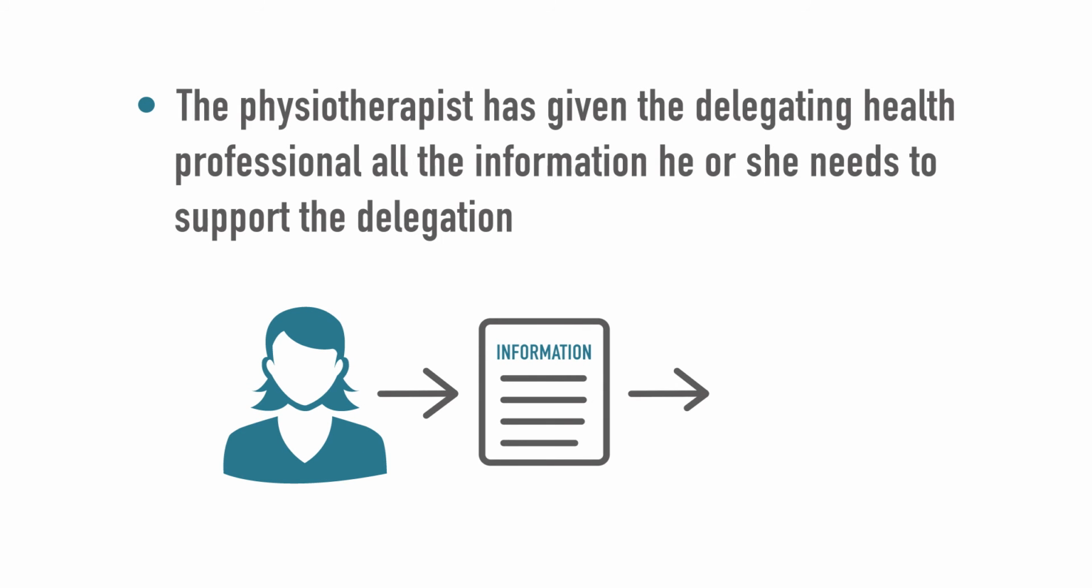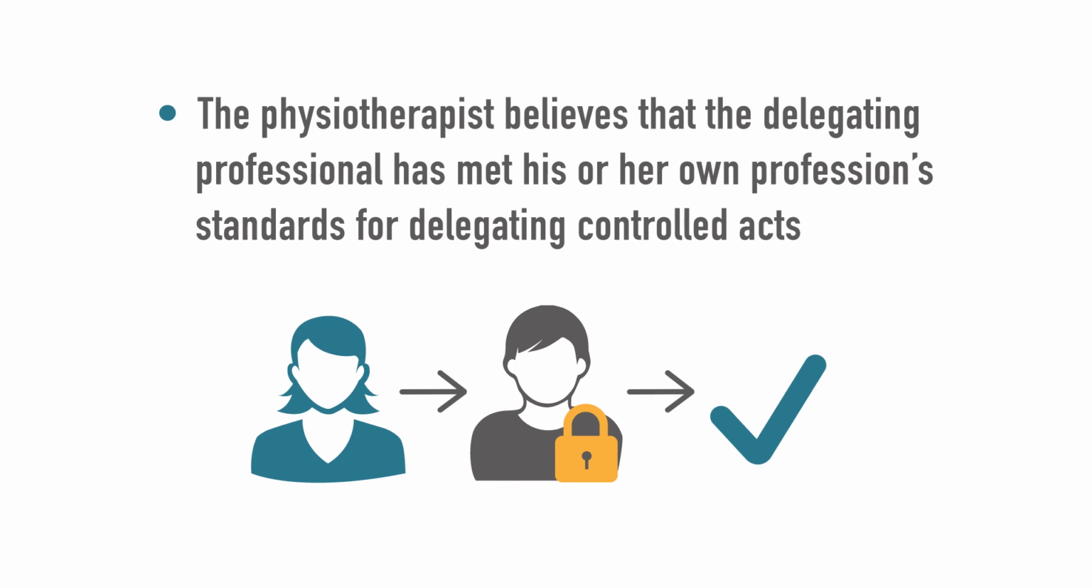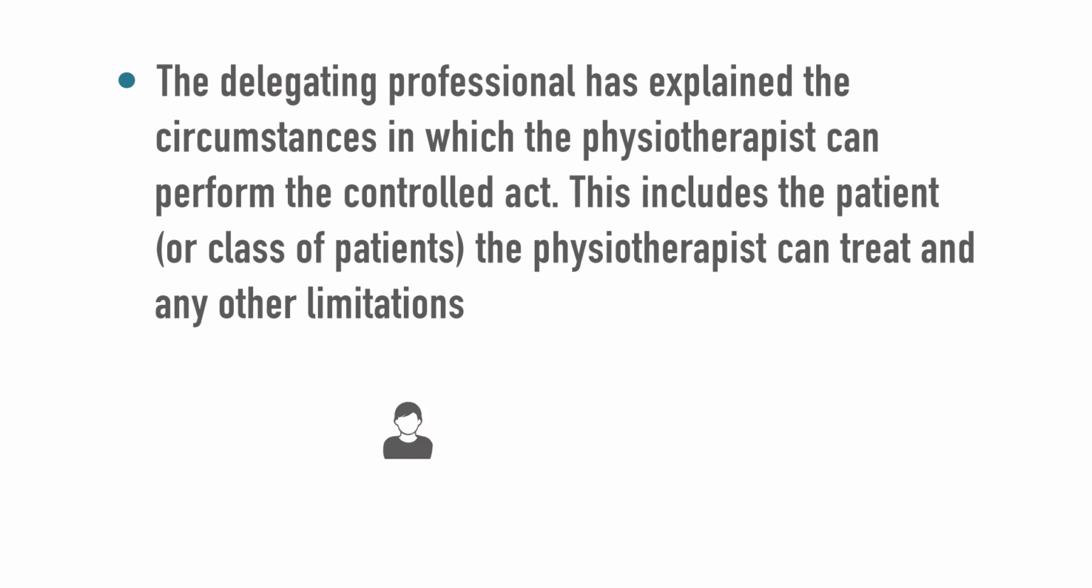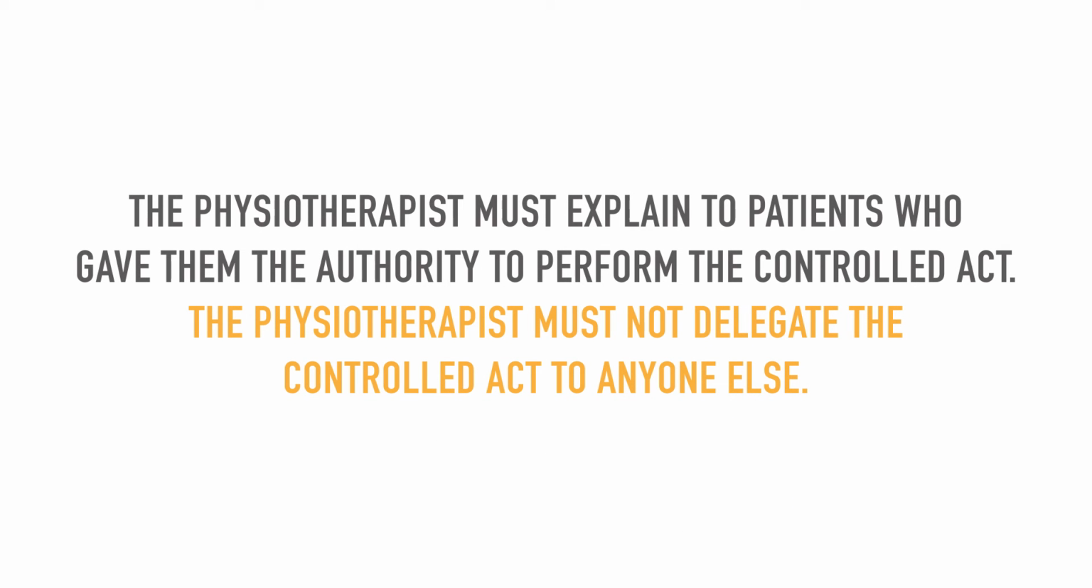The physiotherapist has given the delegating health professional all the information he or she needs to support the delegation. The physiotherapist believes that the delegating professional has met his or her own profession's standards for delegating controlled acts, and the delegating professional has explained the circumstances in which the physiotherapist can perform the controlled act. This includes the patient or class of patients the physiotherapist can treat and any other limitations. The physiotherapist must explain to patients who gave them the authority to perform the controlled act. The physiotherapist must not delegate the controlled act to anyone else.